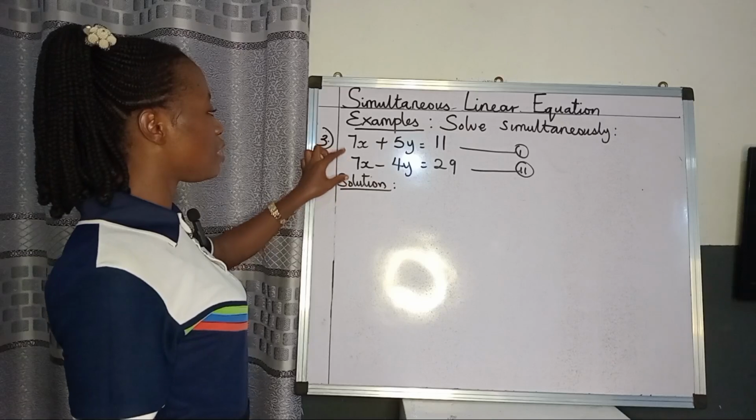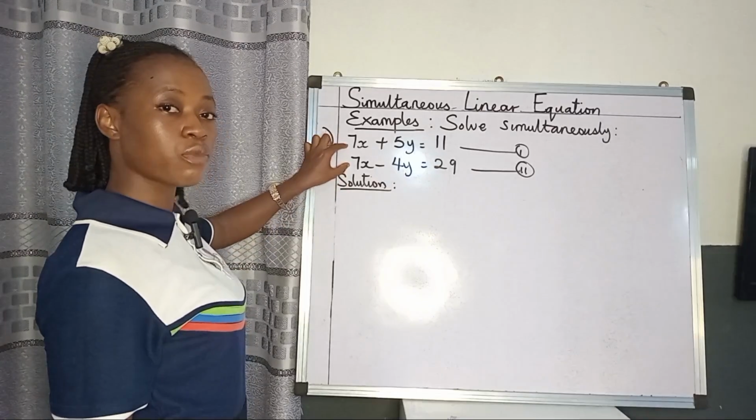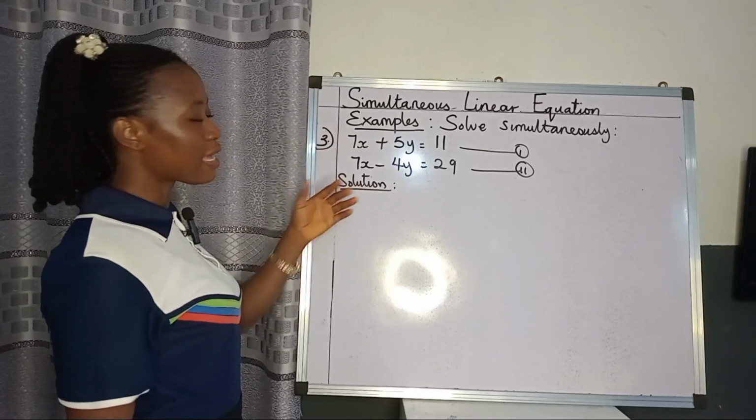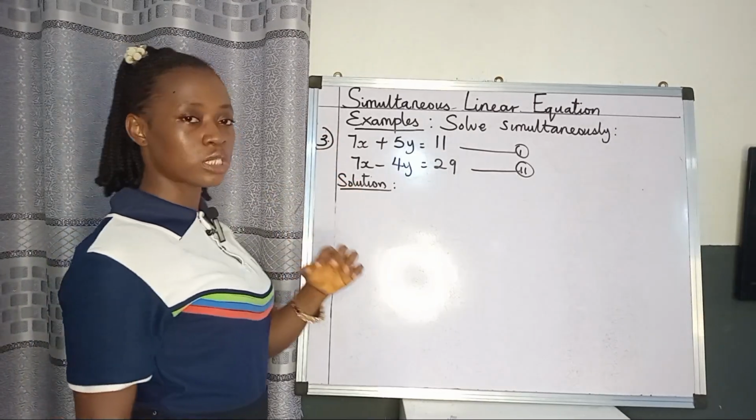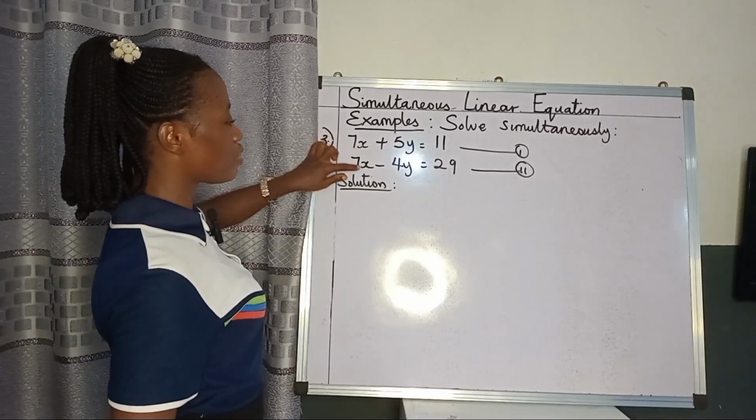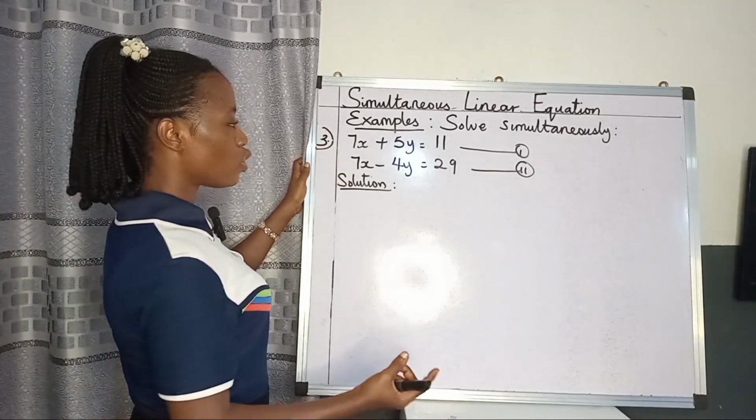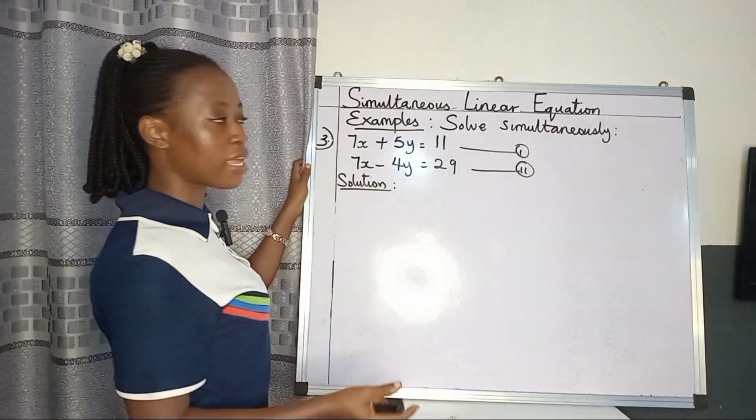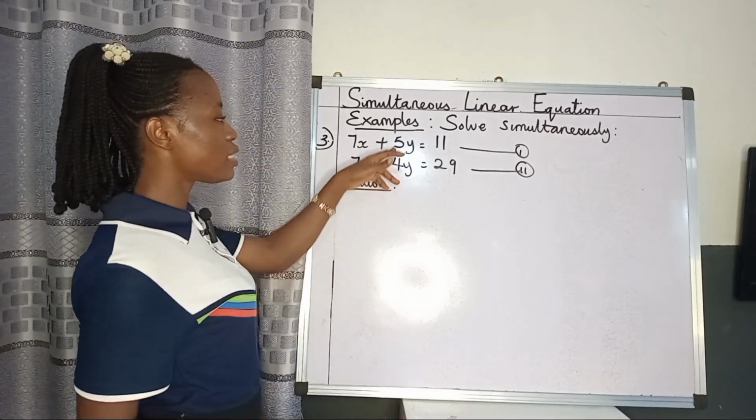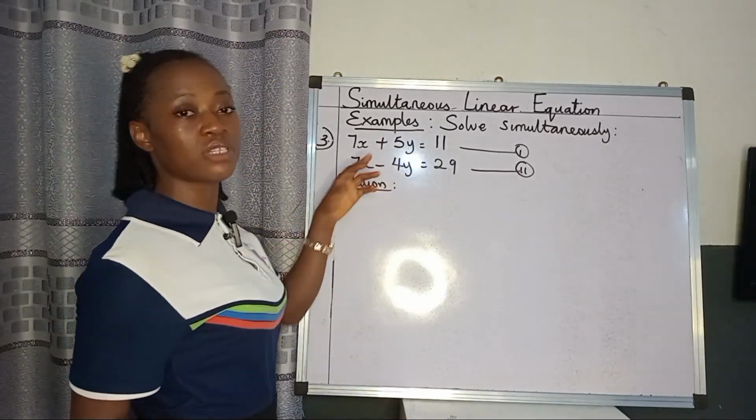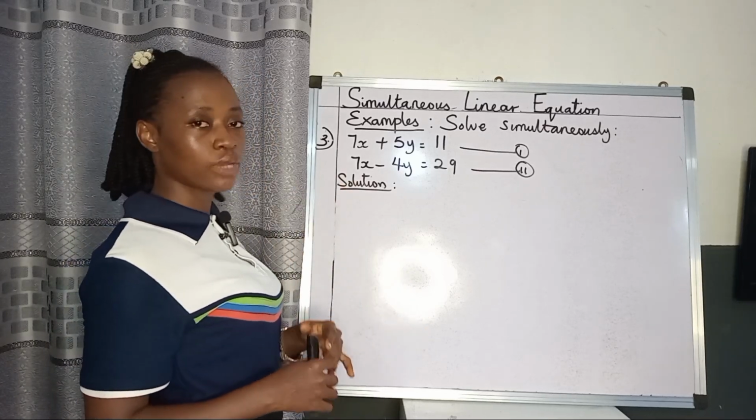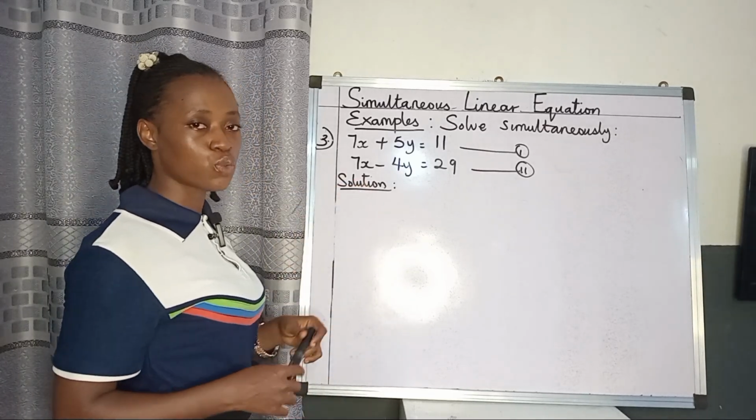For me to eliminate x, since they have the same coefficient, I cannot add the two equations. The reason is this: 7x plus 7x is 14x. So I will end up having 14x here. You see, x is not eliminated, and I cannot eliminate y because they don't have the same coefficient. So the best thing for me to do is to subtract. So I'm going to subtract the two equations.